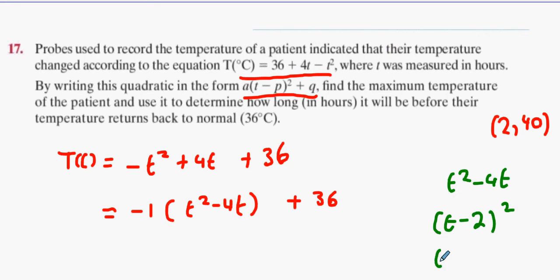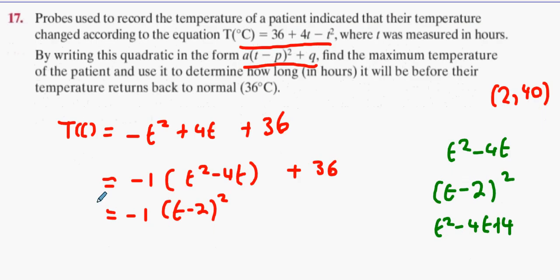And what do we have then? t squared minus 4t plus 4. So I'm going to replace this with minus 1 into t minus 2 squared. Is that alright? Now what is that then? Multiply this by minus 1. What do you get? Minus t squared plus 4t. Take away 4. Compare that to your original.